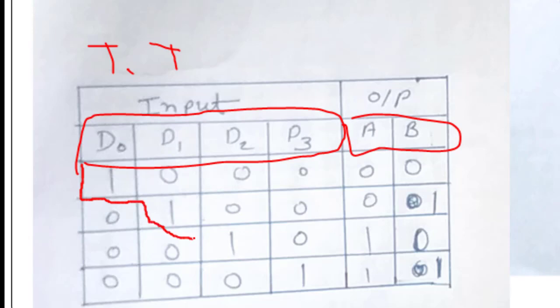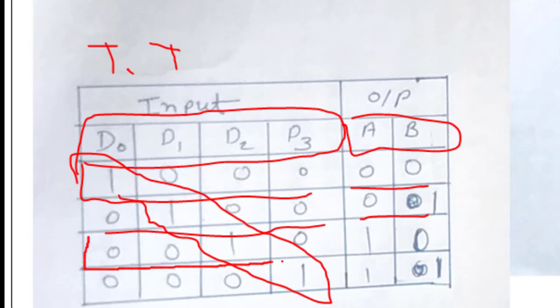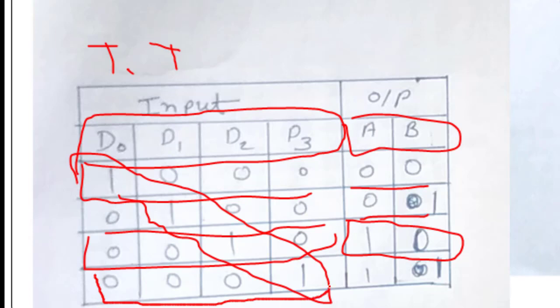D0, D1, D2 and D3 will each be high in a diagonal form. If our inputs are 1000, then our output will be 00. If our input is 0100, then the output will be 01. If our input combination is 0010, then the output will be 10. And if our input combination is 0001, then the output will be 11. Both outputs will be high.